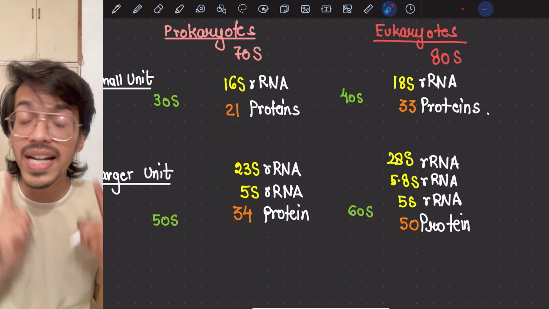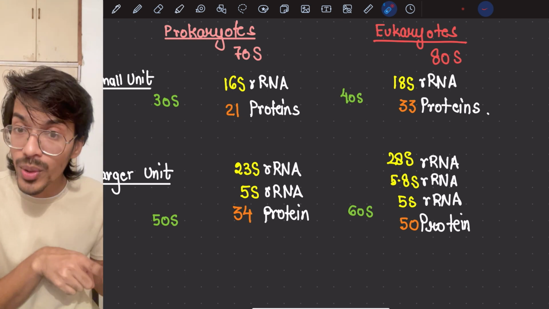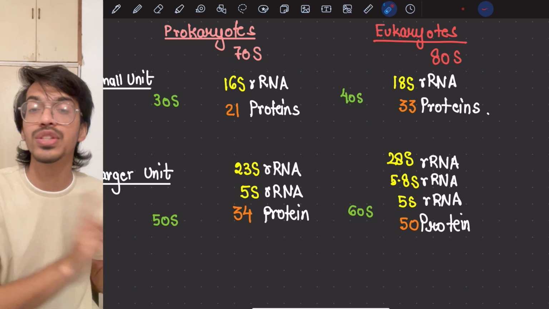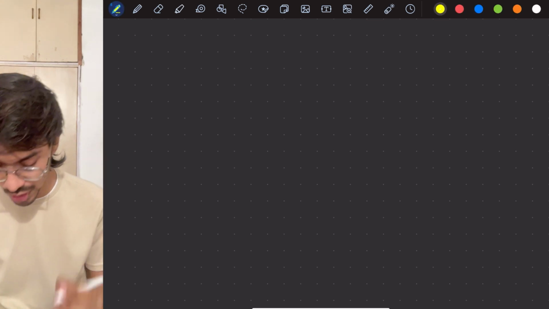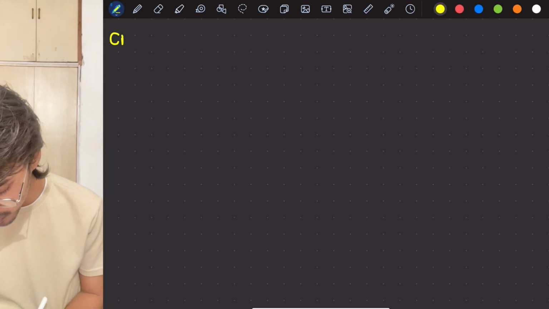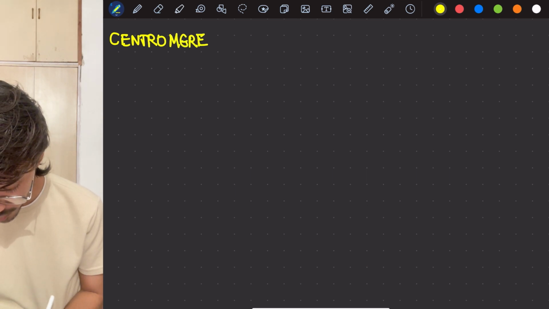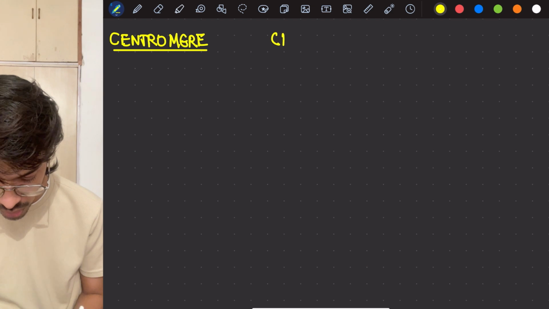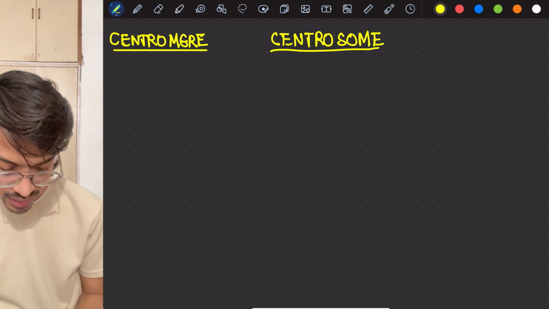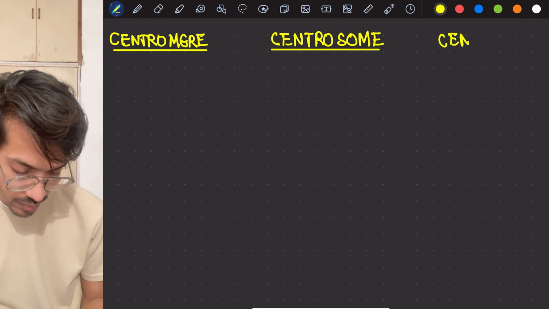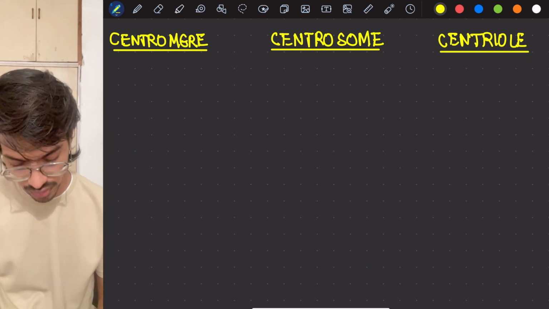Next thing we are going to understand about centrosome, centromere, centriole, and how they make the cilia and flagella. Okay, so the next organelles, or terminologies, that we are going to be studying: we have centromere, we have centrosome, and we have centriole. Okay, common thing, mistakes can occur. So quickly we will see it.